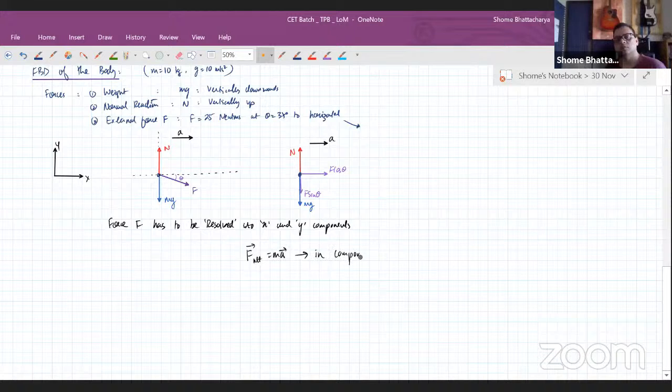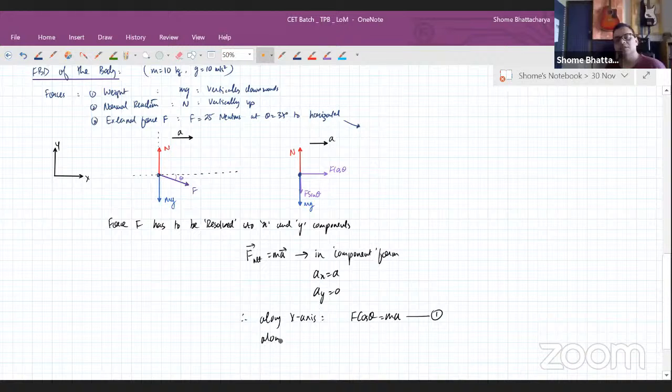In component form, we can see that the x component of acceleration is a, whereas the y component of acceleration is 0. So therefore, along the x-axis, the net force is F cos theta, and that should be equal to mass into acceleration. That becomes our first equation. And along the y-axis, the net force is N minus mg minus F sin theta, because N is acting along the positive y-axis, the other two forces are acting along the negative y-axis, but the acceleration is 0, so net should be 0. So that becomes our second equation.